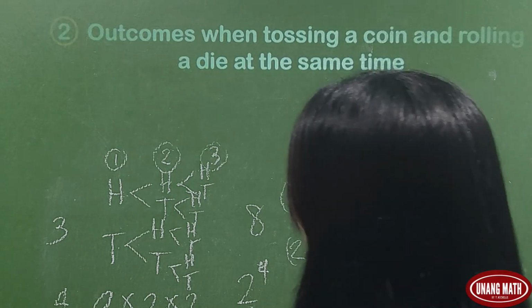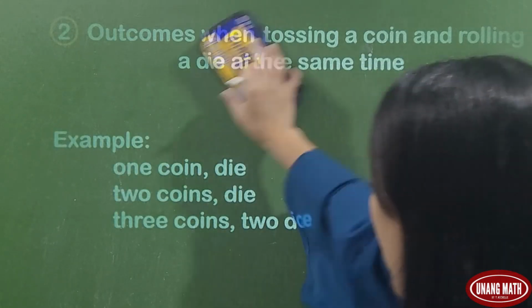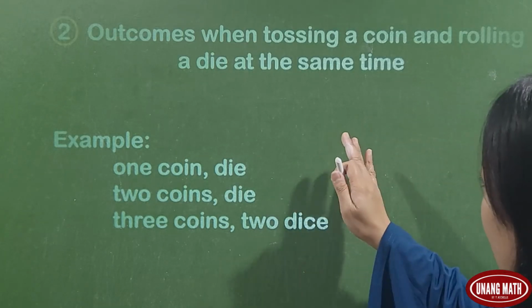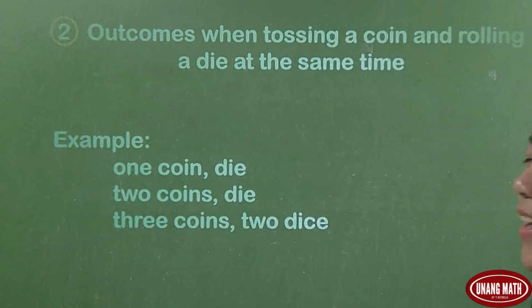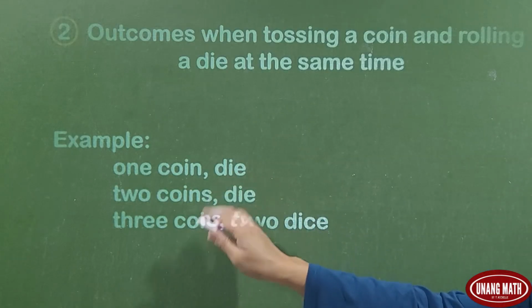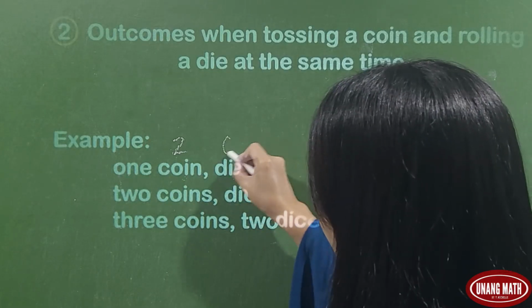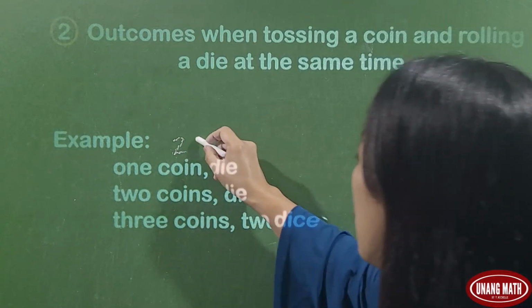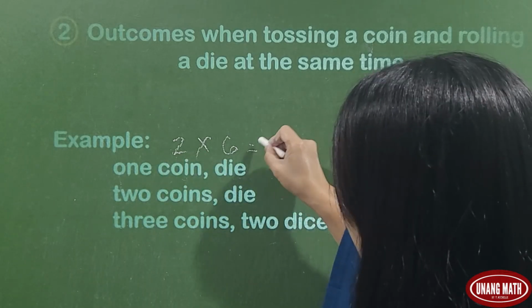Okay, moving on. What about the outcomes when we toss a coin or roll a die at the same time? So I have here 3 situations and we'll find out the outcomes when tossing a coin and rolling a die at the same time. So the first one here is 1 coin and a die. So if it's 1 coin, we have 2 outcomes. Die, 6 outcomes. And since this happens at the same time, we have to multiply. So this is 2 times 6, and we know that this is equal to 12.